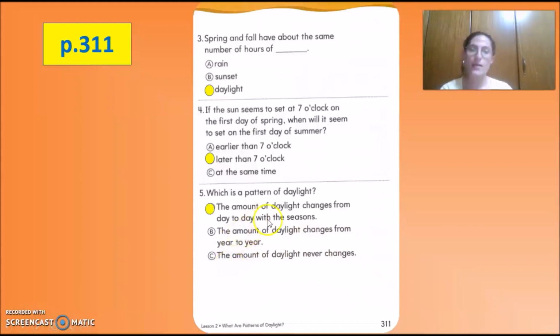Excellent, it is A, the amount of daylight changes from day to day with the seasons. Okay, due to Earth's rotation around the sun. B, the amount of daylight changes from year to year. This is incorrect. Okay, C, the amount of daylight never changes. Also, this is incorrect. B and C are not patterns of daylight. They asked us about patterns of daylight. Here, remember, pattern is something that's being repeated.